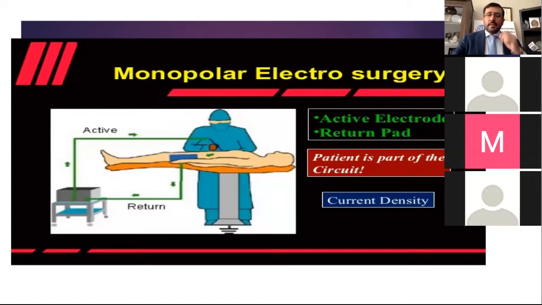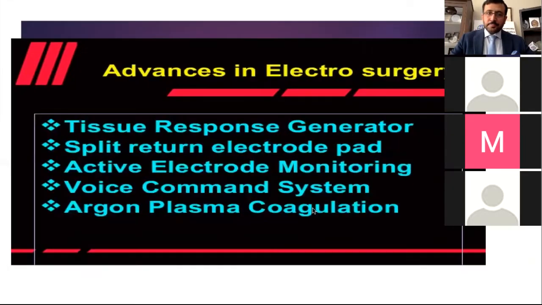So you can see here, this is the system in monopolar, or we can say electrosurgery. We have an active electrode, we have return pads. The patient is a part of the circuit, so that is the most important. And because you all are general surgeons, urologists, gynae, you know about monopolar, and this pad is very important, because in this system we have active and return, and the patient is part of the circuit, so again the safety of the patient is very important.